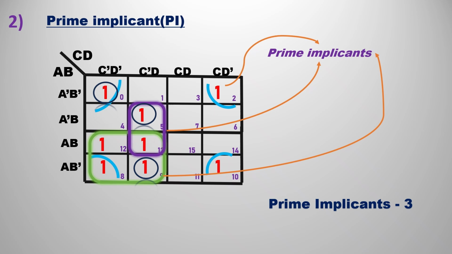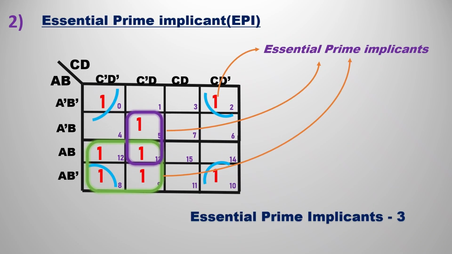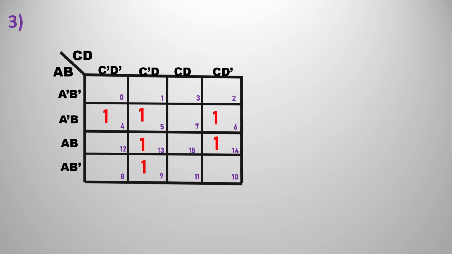If you also consider the purple box, I have highlighted the 5th position, which is not involved in other prime implicant boxes. So these three are very important for the formation of the output equation. That is the reason these three are considered essential prime implicants. First we consider the prime implicants, then we check the individual ones: if at least one is not part of another prime implicant, we consider those three as essential prime implicants. So in this example, we have three essential prime implicants. Let's see the next example.